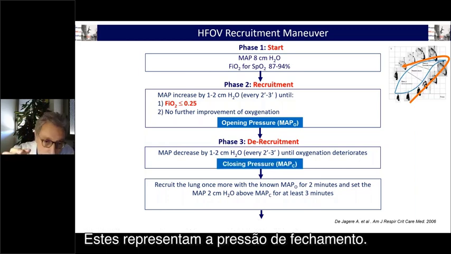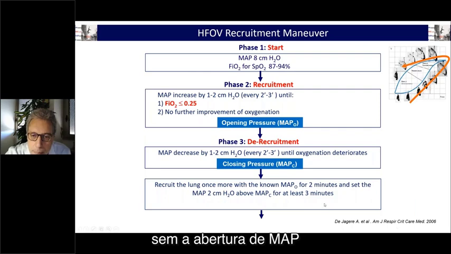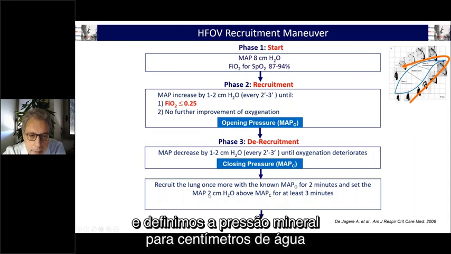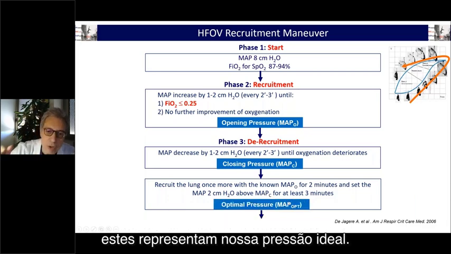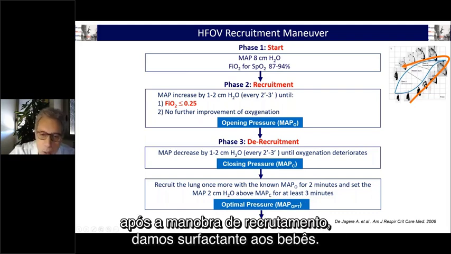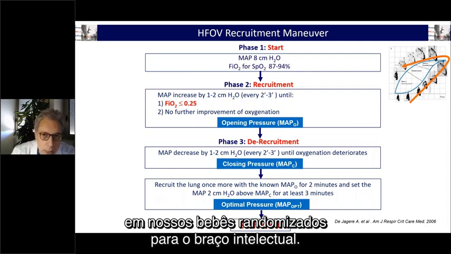This represents the closing pressure, and at this point, we recruit the lung once more with the opening pressure for 2 minutes again, and set the mean airway pressure 2 centimeters of water above the closing pressure for at least 3 minutes. This represents our optimal pressure, and at this point, and only at this point, after the recruitment maneuver, we give surfactant to the babies. This represents the recruitment maneuver we applied in our infants randomized to the INSURE arm.